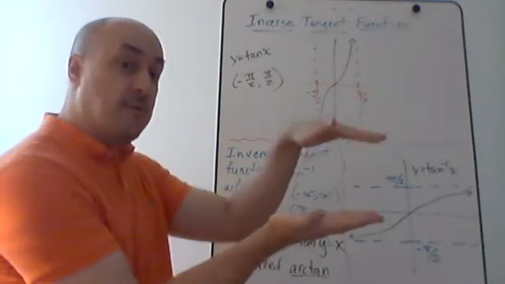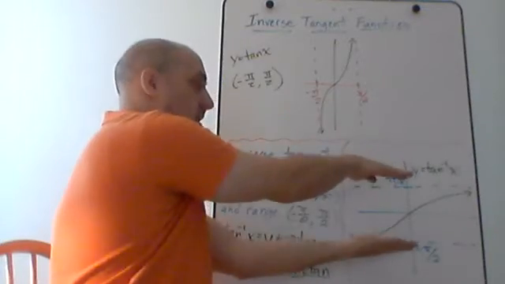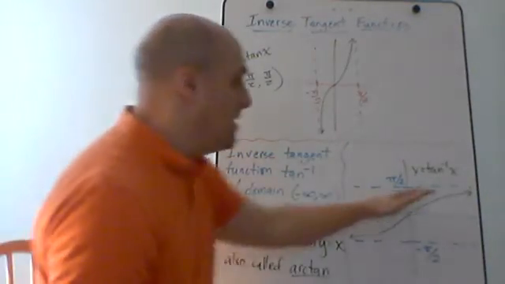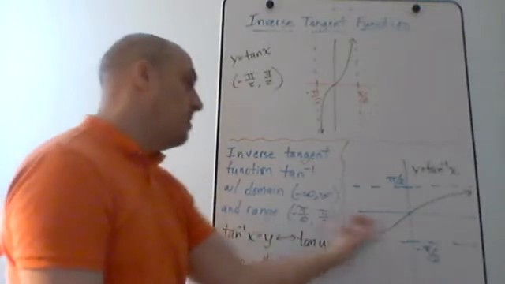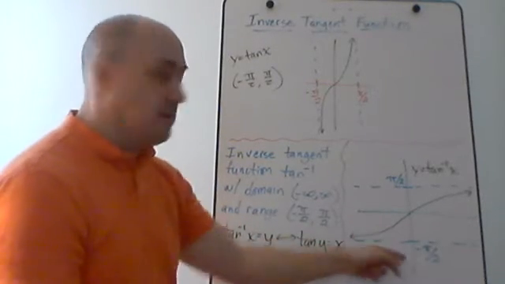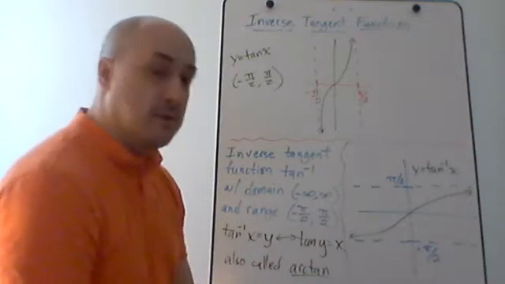Again, when we do the inverse, we switch the x and the y, so the vertical asymptotes here become the horizontal asymptotes over here. As we go off towards infinity, this graph will get closer and closer to pi over 2. As we go towards negative infinity, it's going to get closer and closer to negative pi over 2. All right, so that's what the graph of the inverse tangent function looks like.